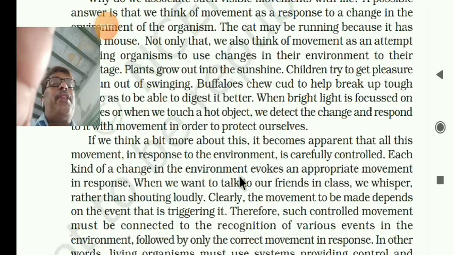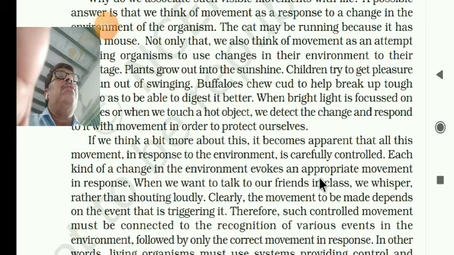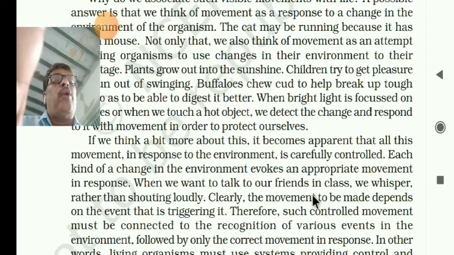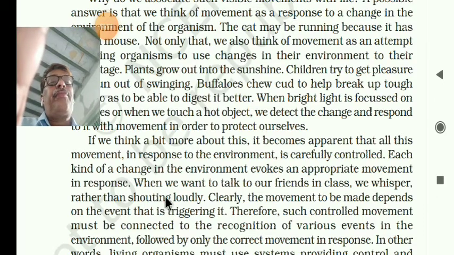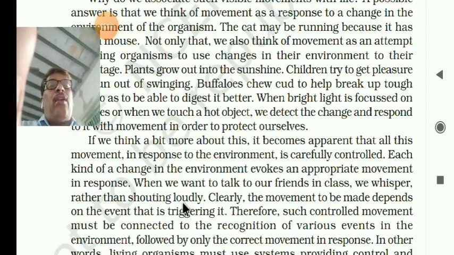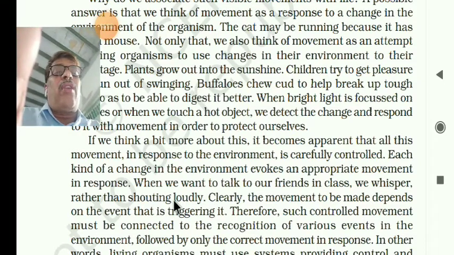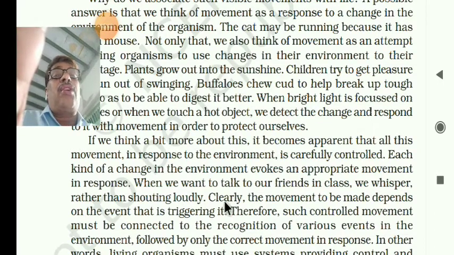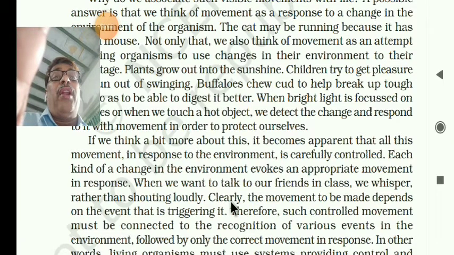Each kind of change in the environment evokes a proper, appropriate movement in response. Evokes means to draw out, to bring our attention. When you want to talk to friends in a class, for example, the class is running, the teachers are teaching, we whisper rather than shout loudly. You use a low, slight voice. Why are you not shouting there? Because of controlling power, control and coordination.